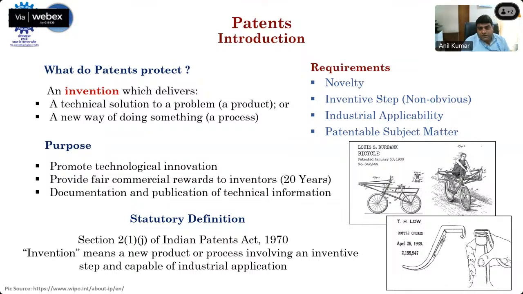So in case you fulfill all these three requirements, you can get a patent, provided that the subject domain of that invention falls under patentable subject matter. Okay. To give you an example, if we see this cycle, which has a roving mechanism, this patent was granted in the year 1900. At that point in time, this mechanism was not disclosed in the public domain, so it qualified to be novel at that time. Correct.